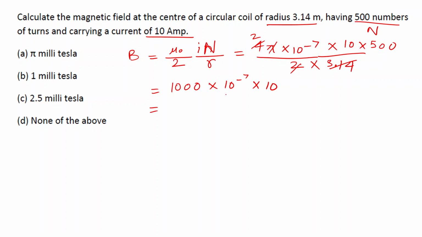This will be 3, 4. So 4 minus 7 means 10 to the power minus 3. Minus 3 Tesla. It means this is 1 milli Tesla. This is the correct answer.